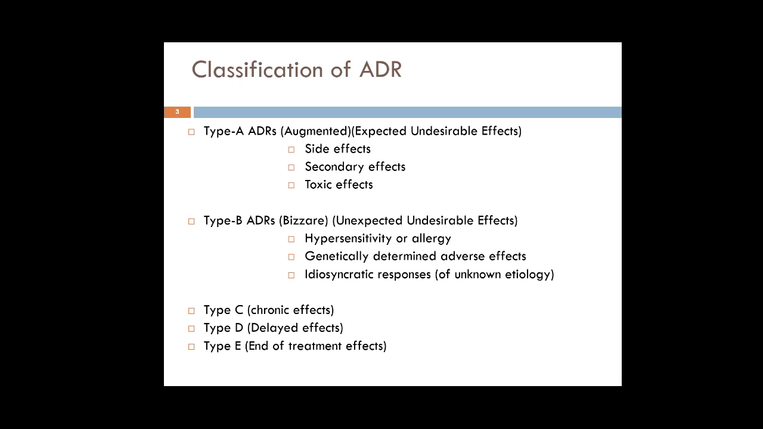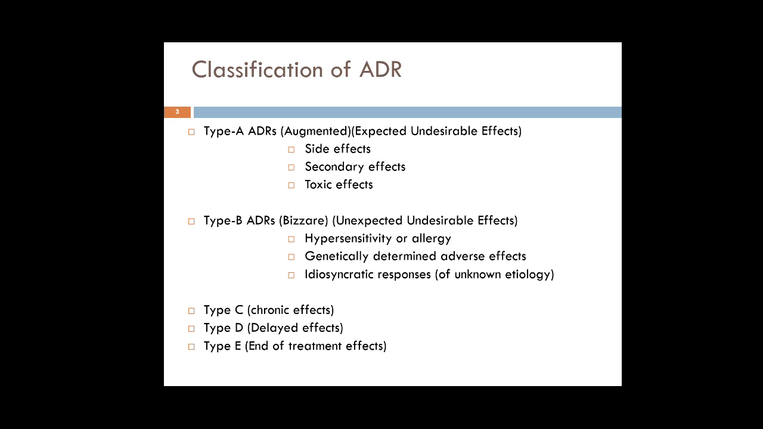So how are they classified? They are classified into 5 types, as you are seeing: type A, type B, type C, type D, and type E. Type A ADR means augmented. A for augmented. Type B for bizarre. Type C for chronic. Type D for delayed. And type E, end of treatment effects.